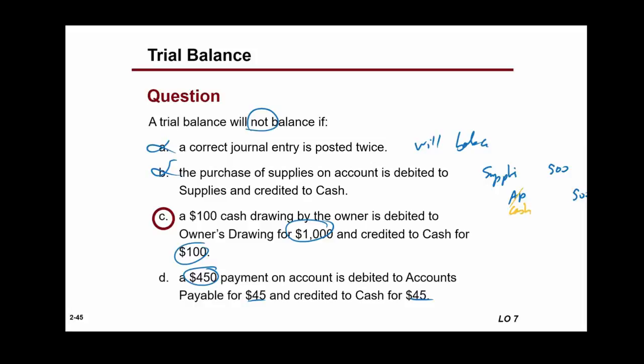cash for 500. For this journal entry, you still have total credits 500 and total debits 500. So it will be 500, 500. Will the trial balance balance? Yes, because you still have the same amount on the debit side as well as the credit side. So it will balance. As a result, this is not the correct answer.